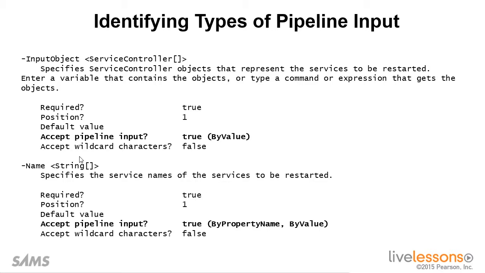When you are trying to identify what type of pipeline input is accepted, you will see it either listing by value or by property name, and sometimes both. In this example, you will see I've listed two different parameters, an InputObject parameter, which only accepts pipeline input by value, and the Name parameter, which will accept the pipeline input by property name or by value.